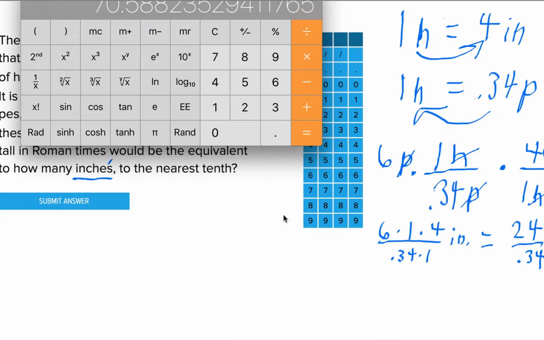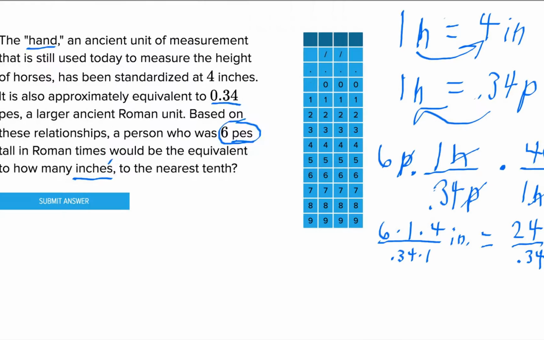So we're going to go ahead and look at the 10th place, which is 5. We're going to look to the right of that. Say, is this number less than 5? If so, we'll round down. Is it greater than or equal to 5? Which it is. So we're going to round up. And our final answer is going to be 70.6 rounded to the nearest tenth.